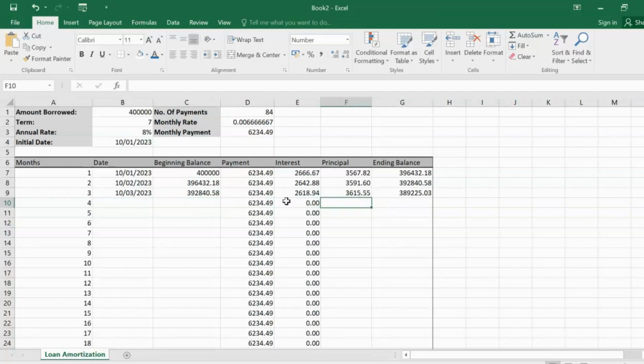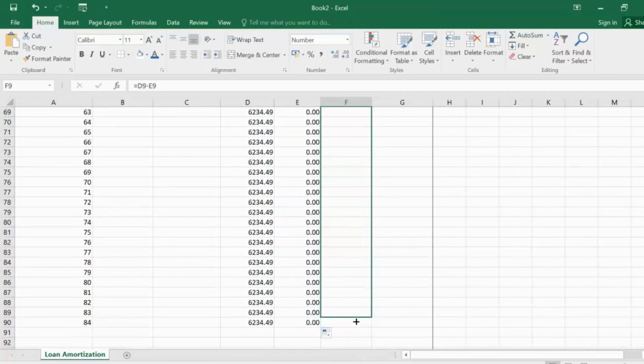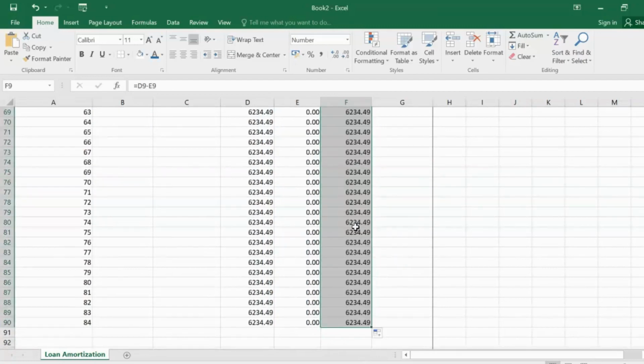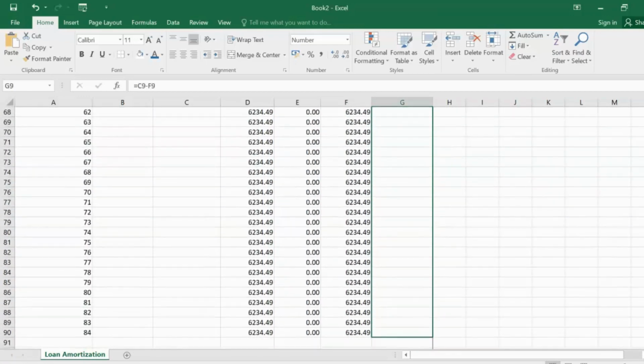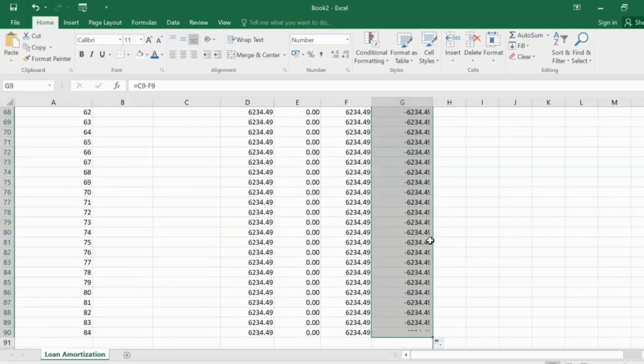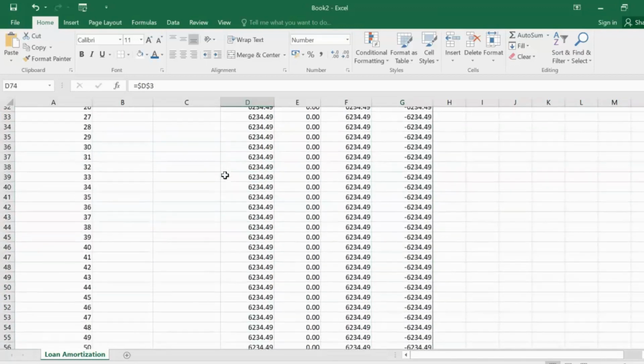The principle, remember, is this formula, the payment minus the interest. So as well, we drag that formula. All right. It's still constant because we still don't have the interest over here. So it's like saying this minus 0 is 0. Then the ending balance, drag it as well because our formula is the same.